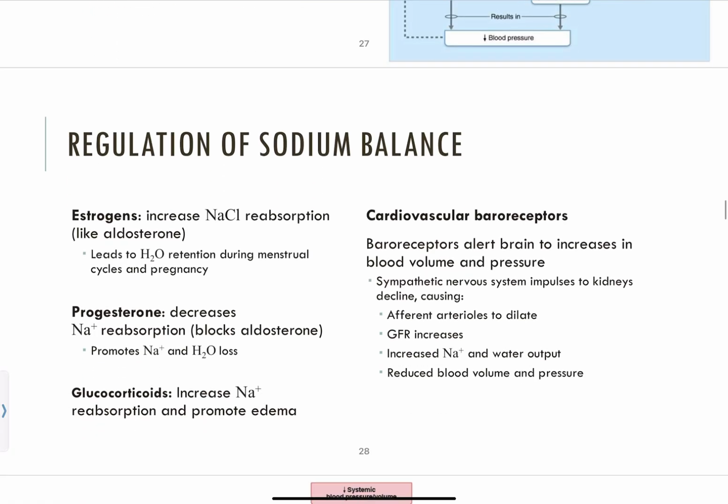So these are some other hormones that can regulate sodium balance. Make sure you take a look at these. For example, estrogen and glucocorticoids act to increase sodium reabsorption, so they act very similar to aldosterone. Progesterone helps decrease sodium reabsorption by blocking aldosterone, so progesterone actually acts very similar to the atrial natriuretic peptide, or ANP. Make sure you understand all of the hormones that are involved in sodium reabsorption.